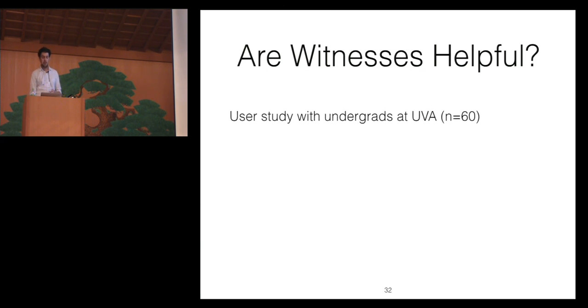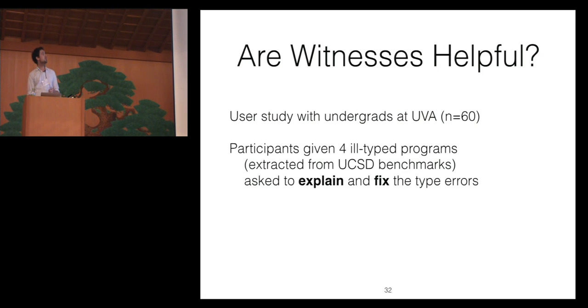Lastly, we want to know, are these witnesses actually helpful in diagnosing and fixing type errors? To this end, we did a user study with undergraduates at the University of Virginia who were enrolled in a functional programming course where they were learning OCaml. As part of one of their exams, we gave them 4 ill-typed programs, which we extracted from the UCSD dataset. In fact, we've already seen 3 of the programs. And we asked them to explain and fix the errors.